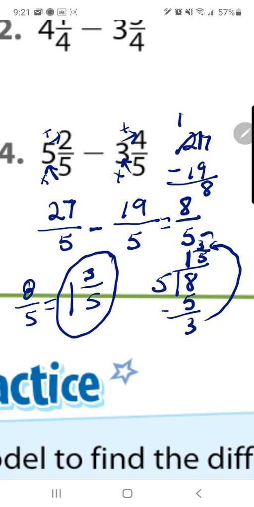Be careful again. Look at the numerators, right? Can you subtract the second numerator from the first numerator? If you can't, you got to change them into mixed numbers. And your answer, just check if you need to simplify, right?